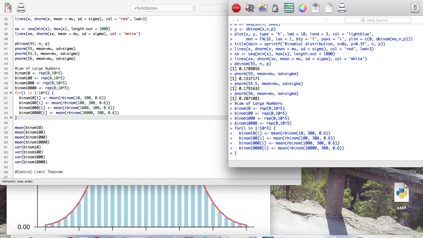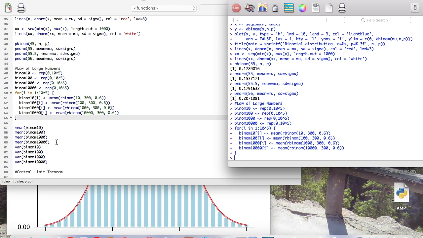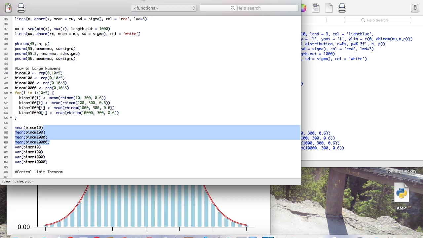So what we're going to do here for our law of large numbers is we're going to take 100,000 samples of taking the mean of binomial distributions, where our number of trials in the binomial distribution is going to be 300, the probability of success is going to be 60%, and we're going to take samples of size 10, 100, 1,000, and 10,000, and then what we're going to see is how the means and the variances line up based on what we said from our law of large numbers. And now what we want to do is just look at our mean and variance for these binomial samples.